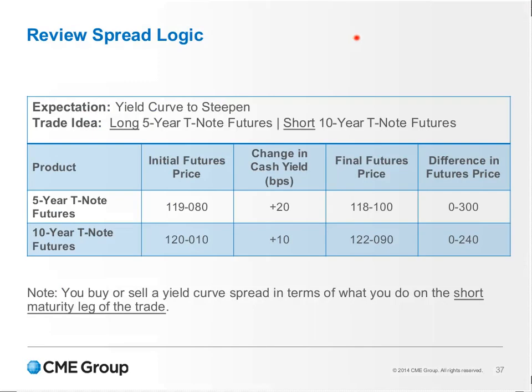The logic of spread trading is really pretty straightforward. If you expect the yield curve to steepen, you typically want to buy the spread. If you expect the yield curve to flatten, you will want to sell the spread. You either buy or sell a yield curve spread in terms of what you do on the short maturity leg of the trade. So again, the shorter maturity leg in this example would be the 5-year leg. The longer term maturity leg would be the 10-year leg.